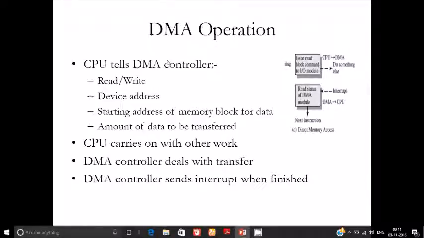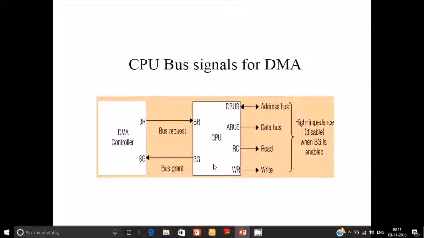So what are the DMA operations? The CPU tells the DMA controller the read or write, the device address, the starting memory address of the block of data, and the amount of data to be transferred. The CPU then carries on with other work. During this time the DMA controller deals with the transfer and sends an interrupt when it finishes. So the workload on the CPU is reduced.